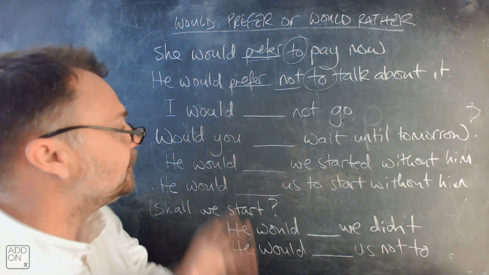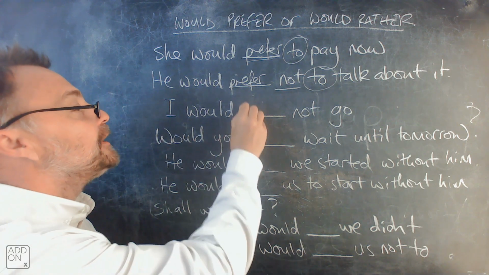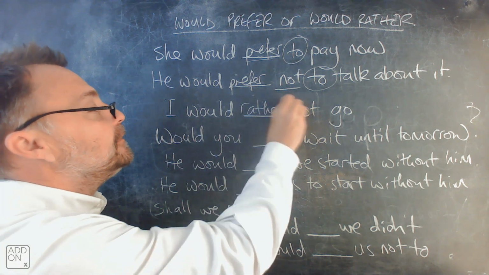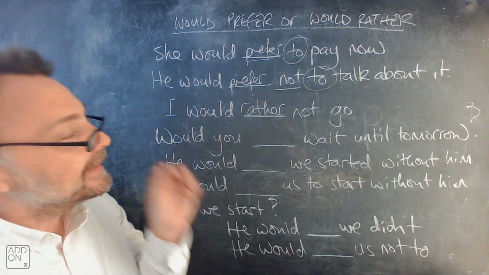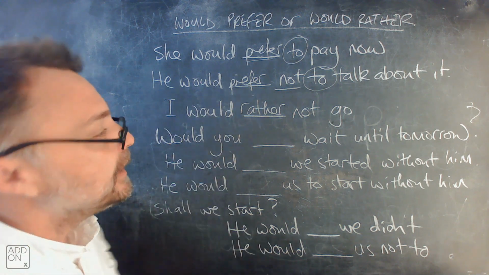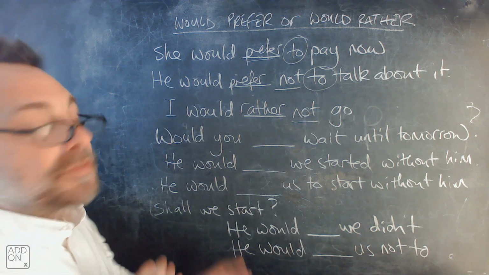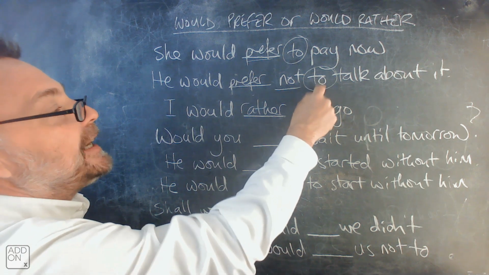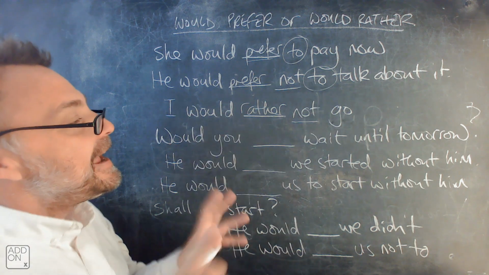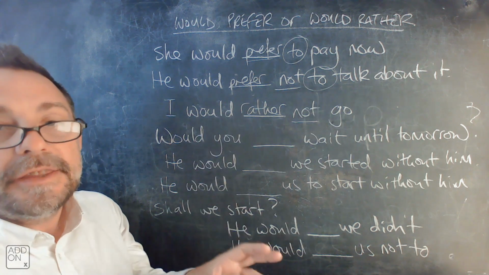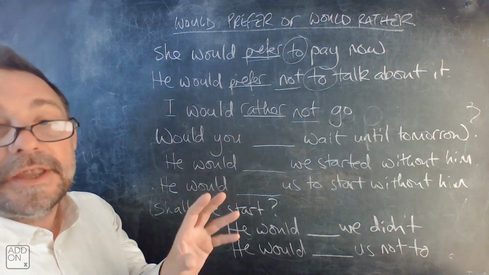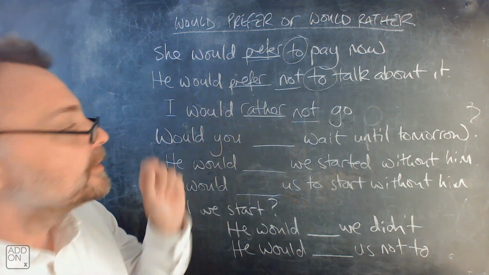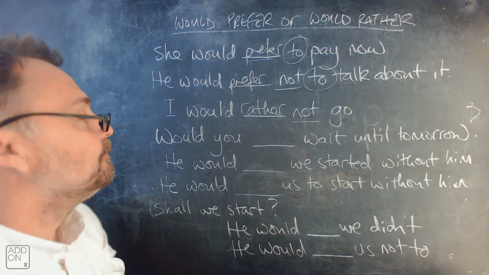The next one. Okay, in the next one, I would rather not go. Now, when we use rather, we use the not to make a negative, but we don't have a to. We use the bare infinitive. I would rather go. I would rather not go. So when we use rather, no to.